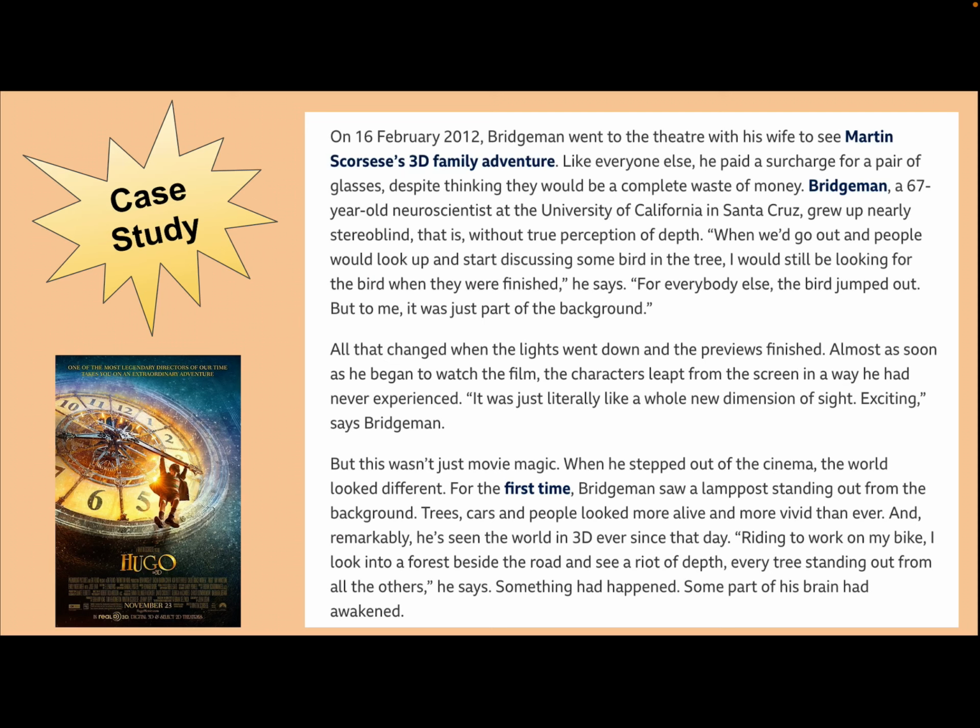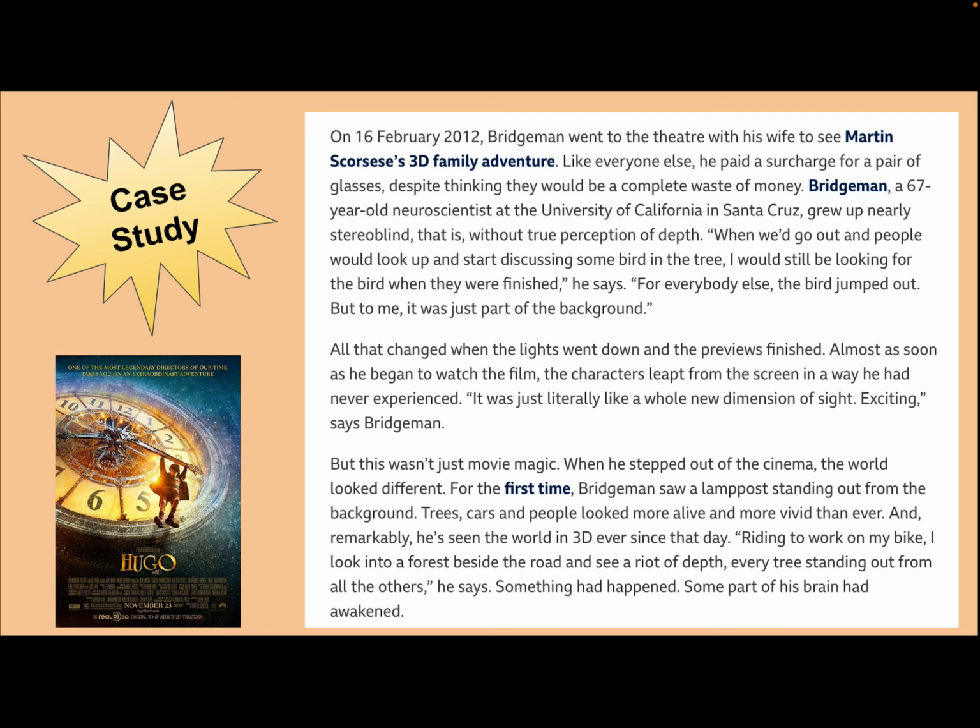When he stepped out of the cinema, the world looked different. For the first time, Bridgman saw lampposts standing out from the background. Trees, cars, and people looked more alive and more vivid than ever. And remarkably, he's seen the world in 3D ever since that day. Riding to work on my bike, I looked into a forest beside the road and see a riot of depth, every tree standing out from all the others, he says. Something had happened. Some part of his brain had awakened.